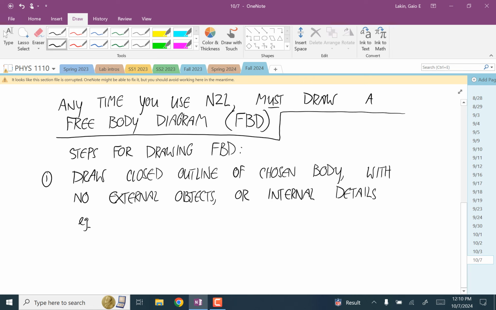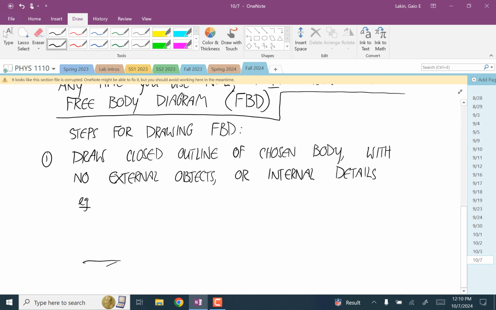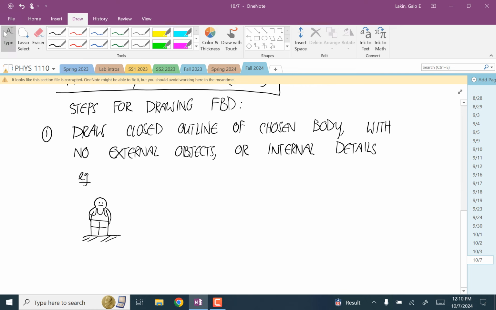So like, for example, if scale man is your chosen object, the free body diagram should start with an outline like this. Okay, so this is what it should look like. You can see it's an outline where there's a clear in and out of the line.